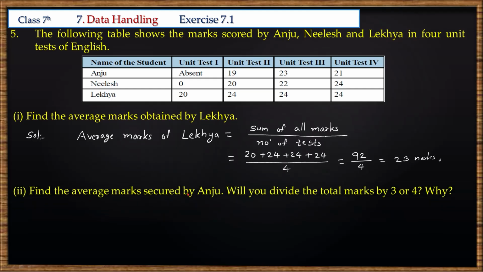Find the average marks secured by Anju. Will you divide the total marks by 3 or 4? Why? Let us solve this problem. Average marks of Anju is equal to sum of all marks divided by number of tests.